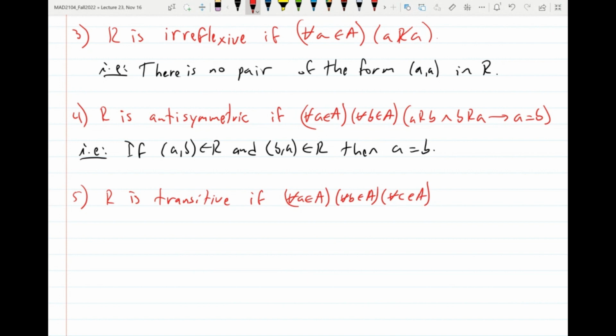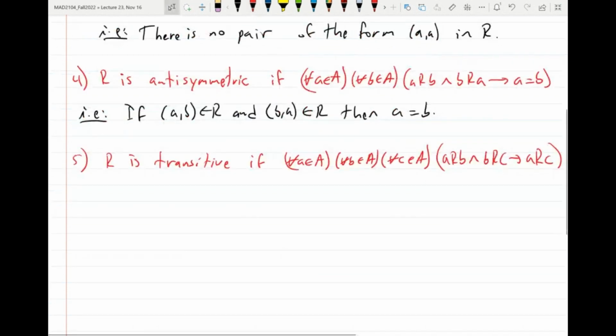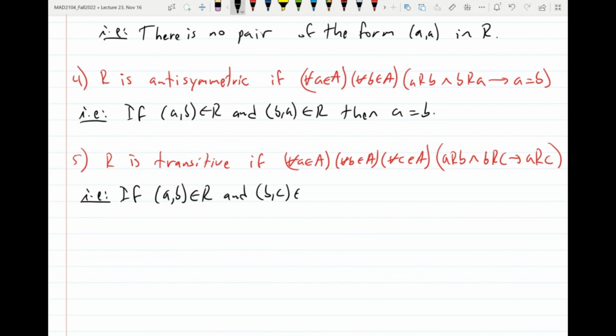Okay? So if A is related to B and B is related to C, then A is related to C. Okay? So that's the transitivity property. And let me write it with other pairs. So what we're saying here is that if A comma B is in the relation and B comma C is in the relation, then you need to have A comma C in the relation. Okay? So that's the transitivity property.